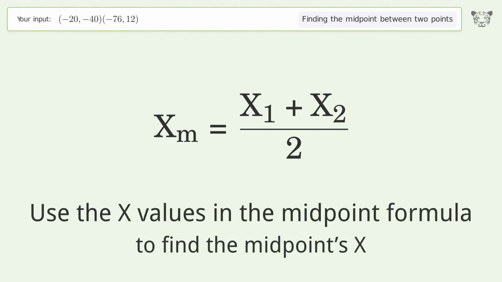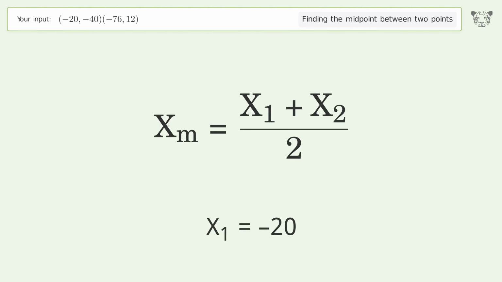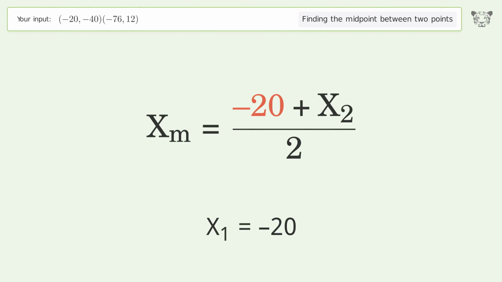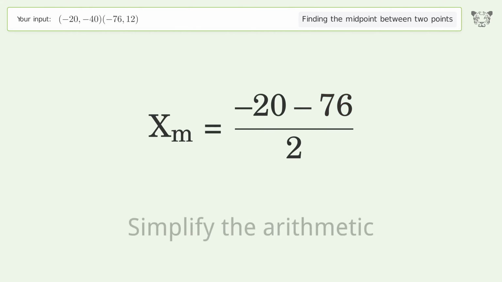Use the x values in the midpoint formula to find the midpoints x. x1 equals -20. x2 equals -76. Simplify the arithmetic.